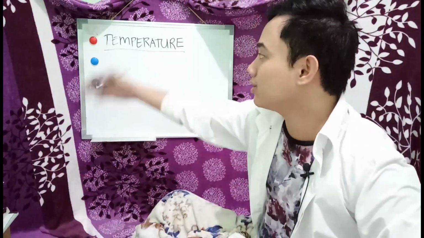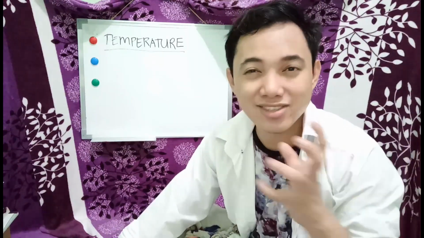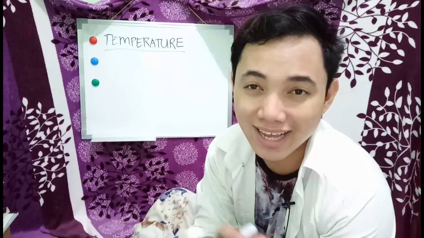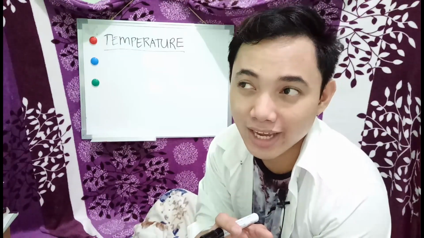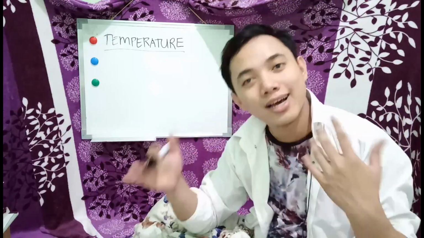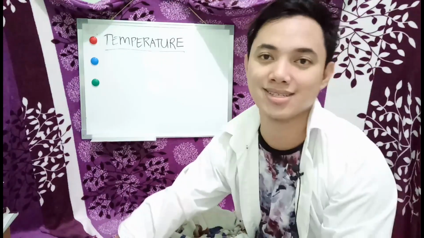Now let's proceed to temperature. So temperature is the degree of hotness or coldness. Or temperature is a measure of how cold or hot an object is related to one another. Measure siya, measurement on how cold or hot the object is.